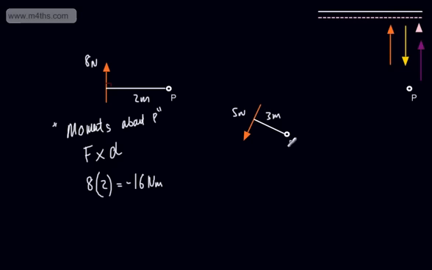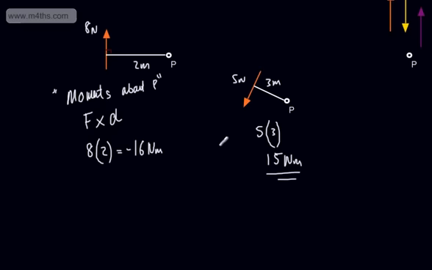So moments about P, we would say it's force times the perpendicular distance. So it would be 5 multiplied by 3, which would give us now 15 Newton meters, and that would be a positive value as we are going anti-clockwise on that one.